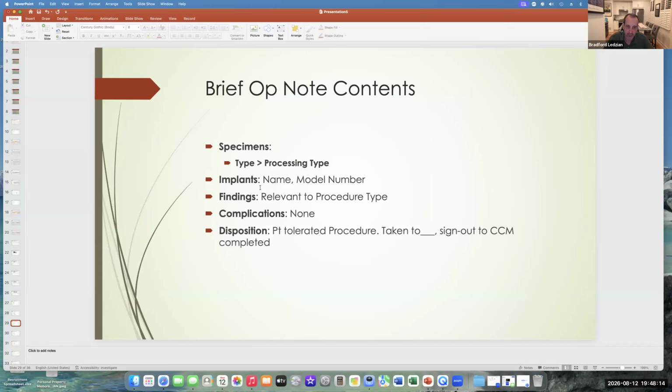And again, implants may be anything from the valve that you put in to a heart pump to the closure type devices or plates that we use. Findings are going to be relevant to the procedure that you do, right? So if you do a valve, you want to make sure that you don't have a paravalvular leak at the end of your procedure, right?